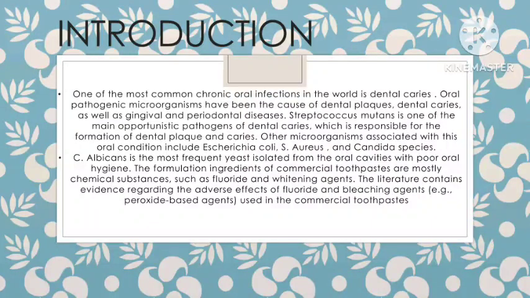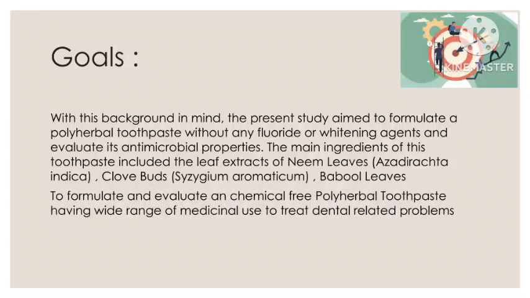The formulation ingredients of commercial toothpaste are mostly chemical substances such as fluoride and whitening agents. The literature contains evidence regarding the adverse effects of fluoride and bleaching agents used in commercial toothpaste. So, with this background in mind, the present study aimed to formulate a polyherbal toothpaste without any fluoride or whitening agents and evaluate its antimicrobial property. The main ingredients of the toothpaste include the leaf extract of neem, clove buds, and babool leaves. The aim is to formulate and evaluate a chemical-free polyherbal toothpaste having a wide range of medicinal uses to treat dental related problems.